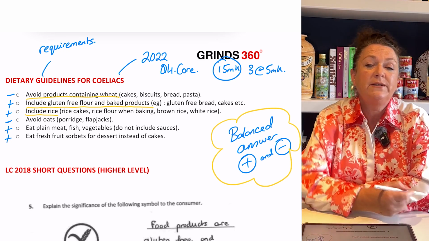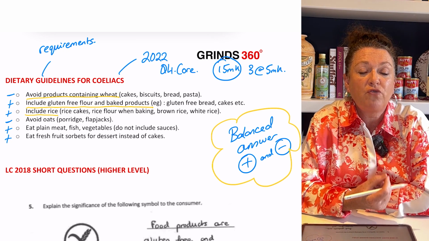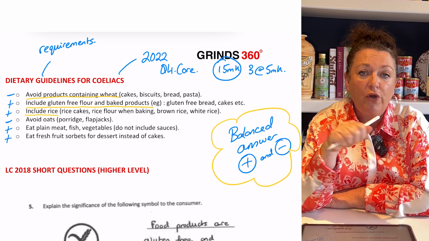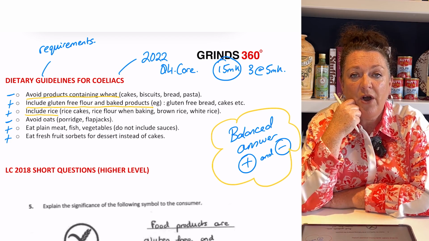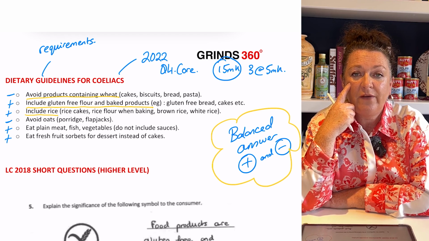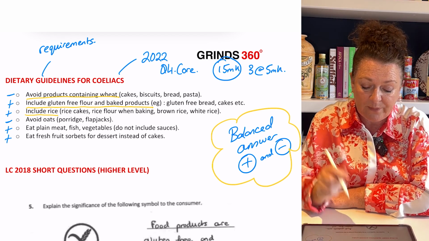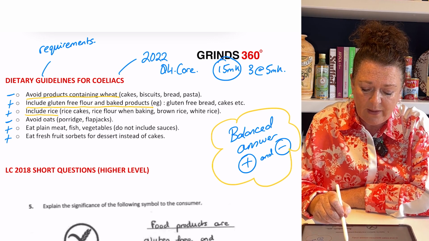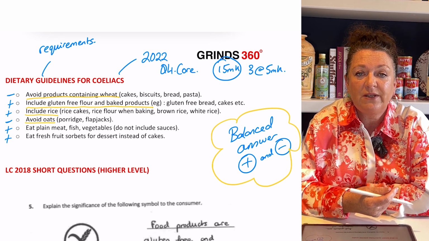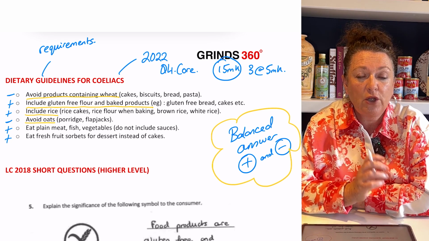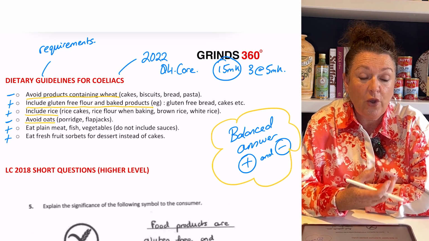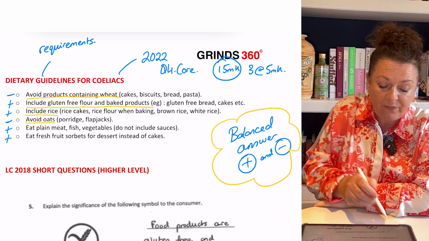Include rice. Rice is devoid of gluten, so you can have those rice cakes, whether you have them plain and you want to put a scrape of maybe peanut butter or hummus or a bit of cottage cheese on a rice cake, as a snack or as part of a lunch. Then you have rice flour, which obviously is corn flour, rice flour, brown rice and white rice. Avoid oats, like porridge and flapjacks. Again, can we emphasize there is gluten-free porridge on the market, but oats naturally do have gluten.